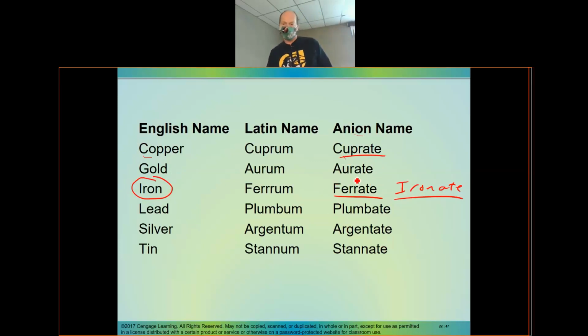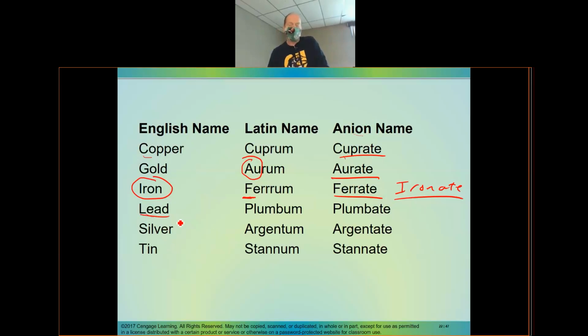All right, so again, why is gold, if you look at the periodic table, Au? Well, it's because it's from the Latin name aurum, and so it's aurate as a negative part of the anion. Iron is on the periodic table Fe because it is from the Latin name ferrum, and that would then be ferrate. And then you have your ferrous and your ferric. You have your cuprous and your cupric for your copper.